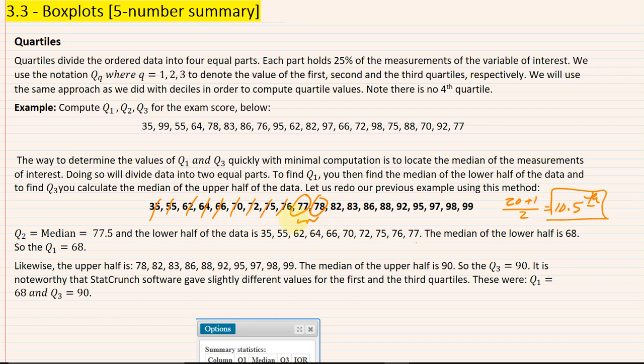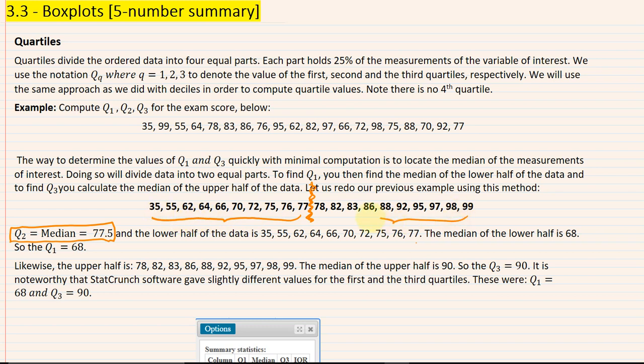Now we found the median in section 3.1. So this is just a reminder on how we did it. And here's the score that we have for the median. Pretty straightforward. Now, in order to find the other 2 quartiles, what we will do next is look at this data divided into 2 equal parts. We need to find the median of the lower half and the median of the upper half of our data. And if we do that, we found the quartiles.